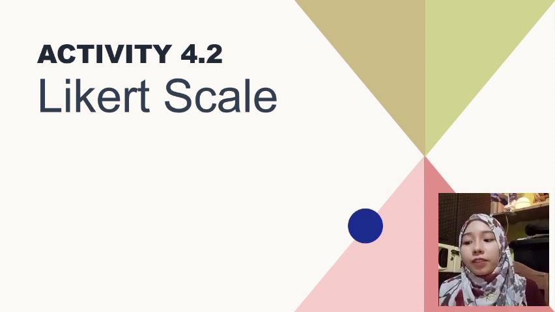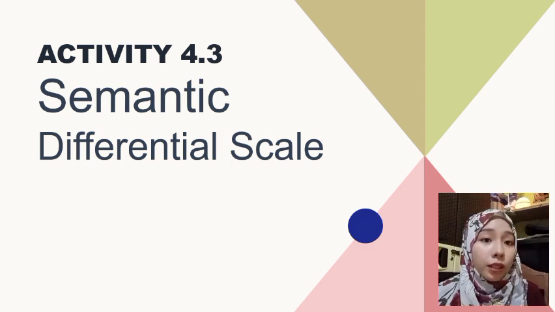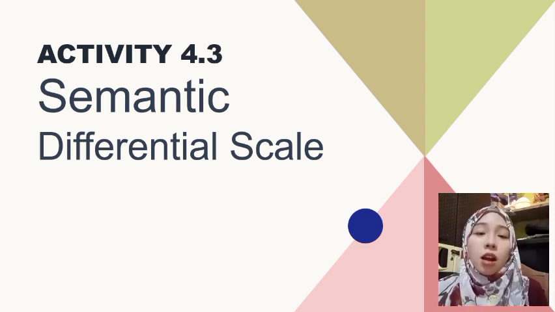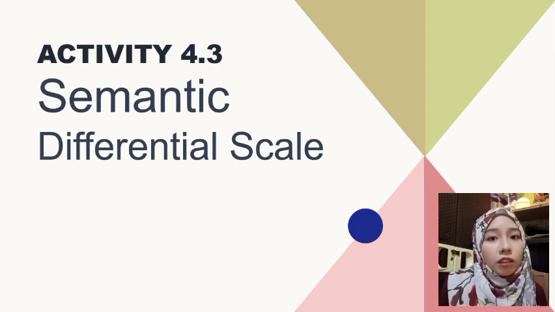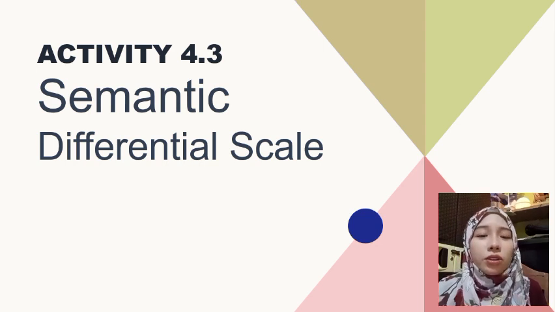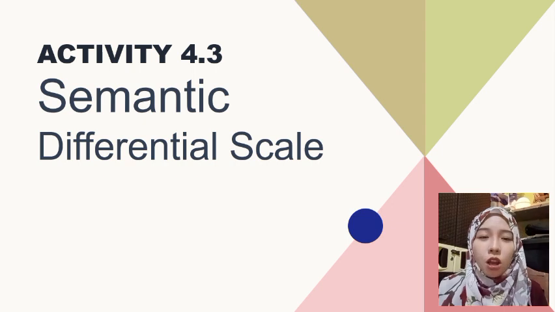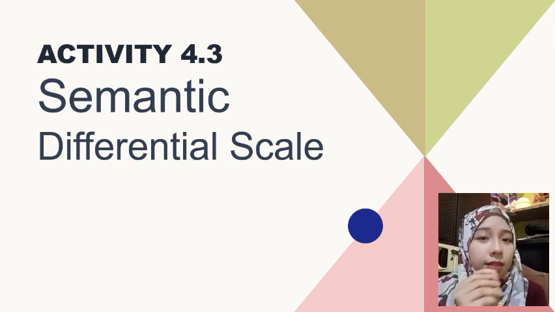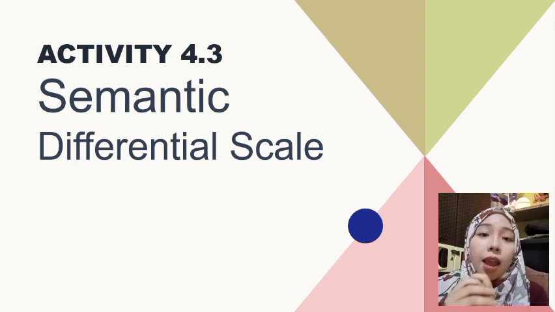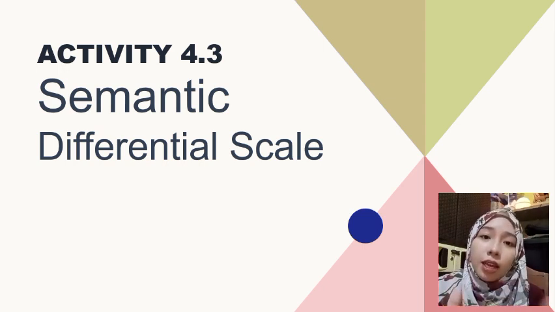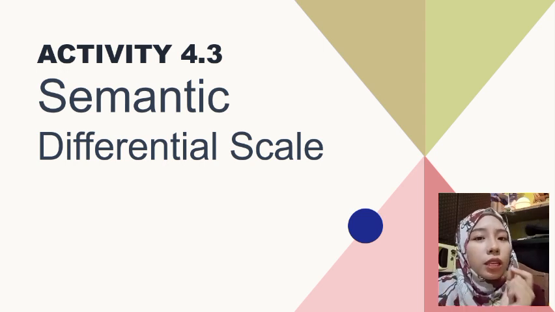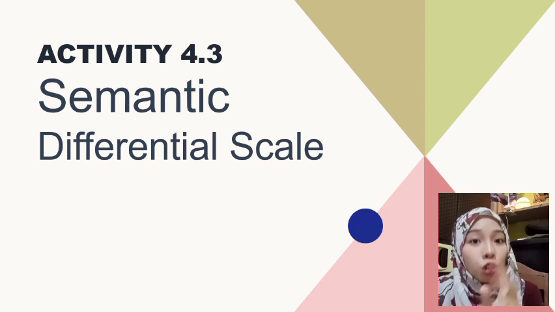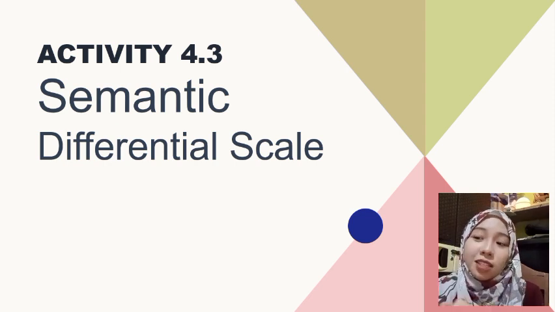Now for the last activity, we have here activity 4.3, the semantic differential scales. It is also a type of rating scale, so let us examine what makes semantic differential scales different from the other scales that are mentioned and when they are best used. So first, what do we mean by semantic differential scale? A semantic differential scale, ladies and gentlemen, is a rating scale used in surveys or questionnaires that allows you to indicate or rate a concept between two opposite adjectives on a scale.